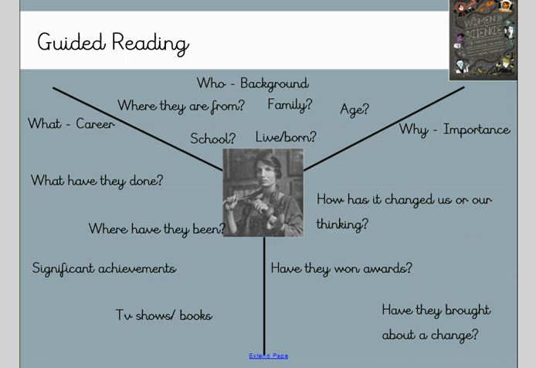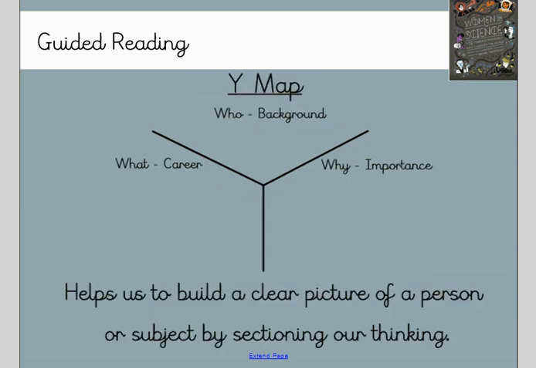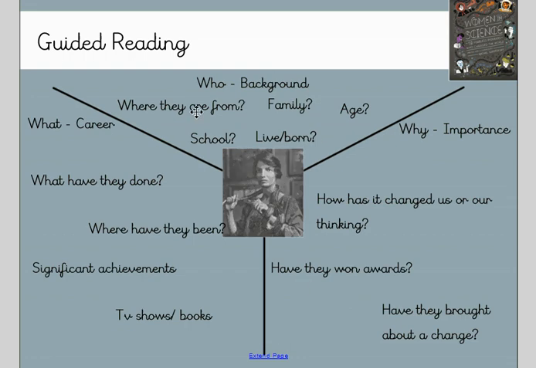There are some questions here that might help you. You need to pull out the key information from that biography and put it into the correct sections on your Y map. I look forward to seeing your Y map. I hope you learn a bit more about Joan, and if you have any questions about her, you could send them in to us on Class Dojo, and we can have a look together and see if we can find some answers.